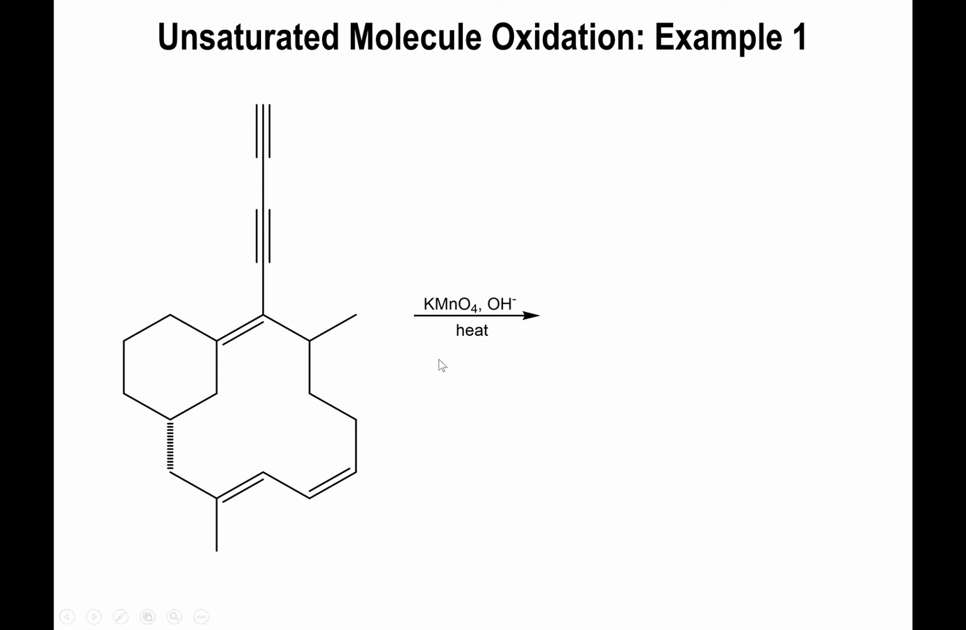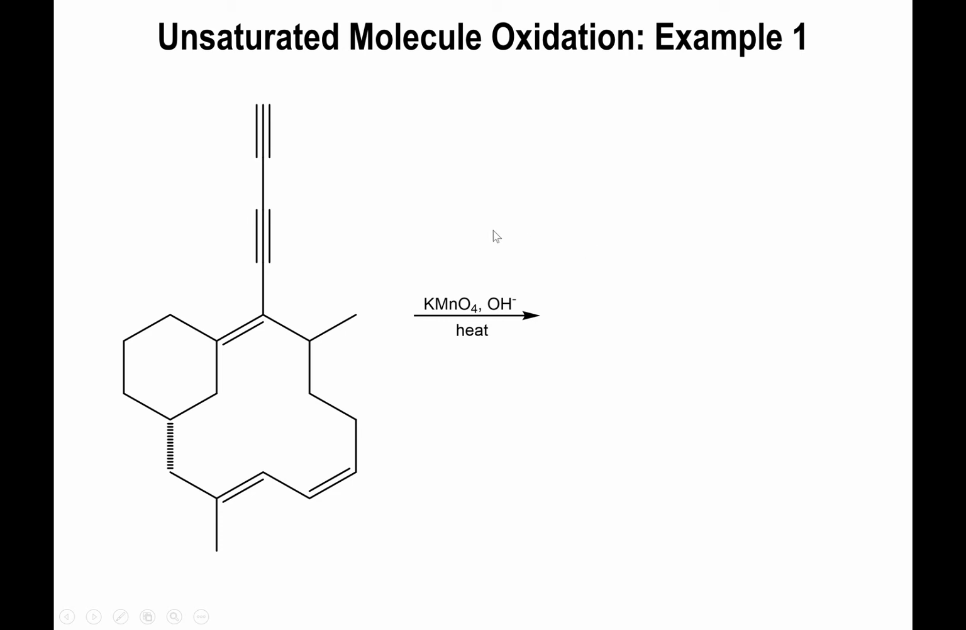You will be presented with a molecule like the one that we have right here, and the idea is that because we're treating this with potassium permanganate under basic conditions and heat, we are expecting to break apart the double bonds and the triple bonds, and we're going to be replacing them with a few things.